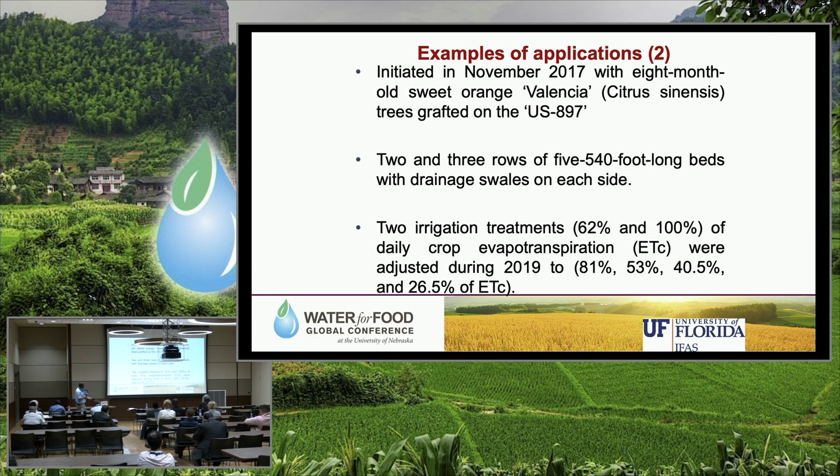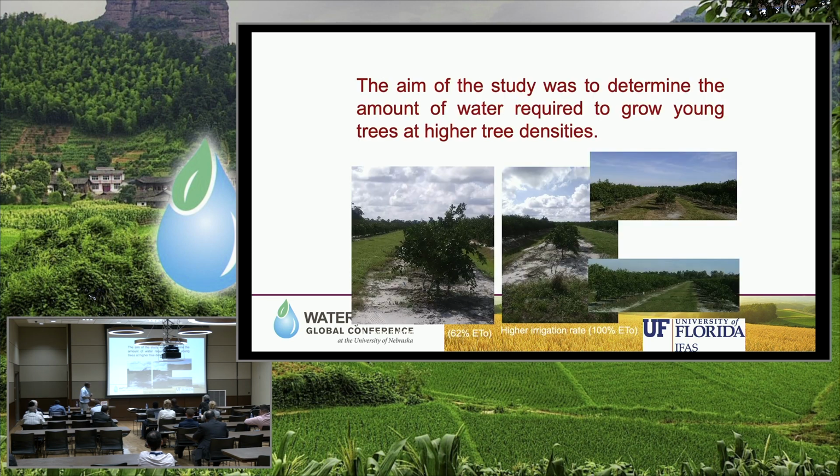Then in the second year, we modified a little bit to use actually lower rates of the ET, so 26, 40, 53, and 81%. And then, as you can see, these are some of the densities. Here's the higher density, here's a bit wider, and they're made on slightly bigger beds.